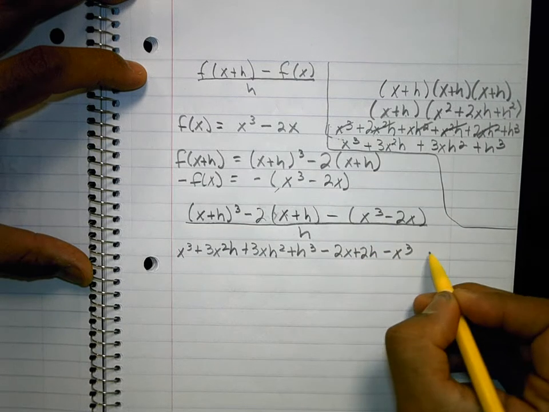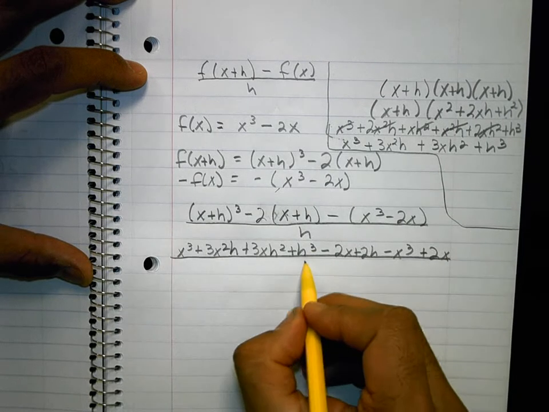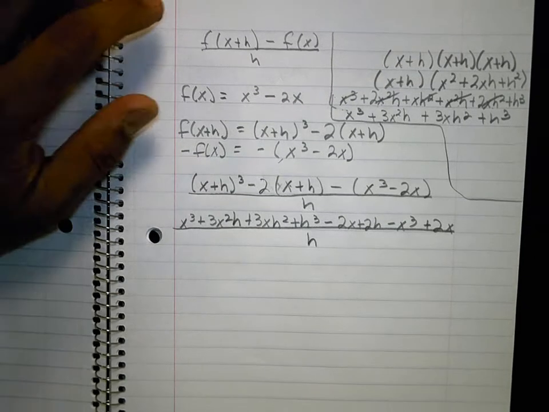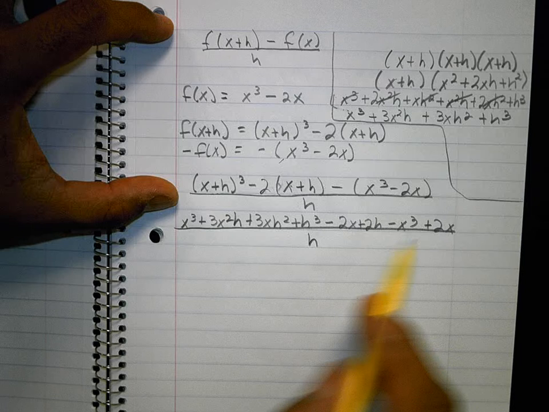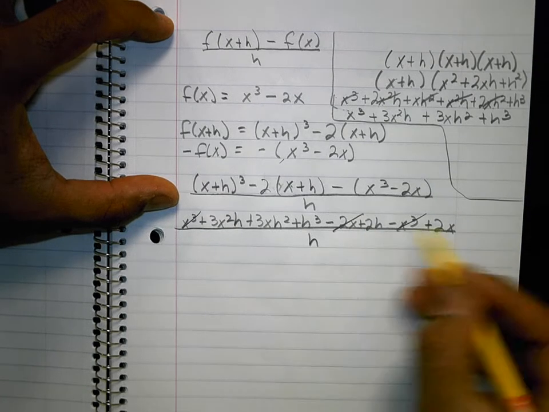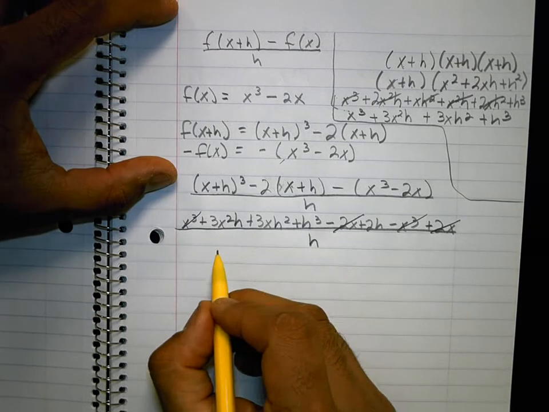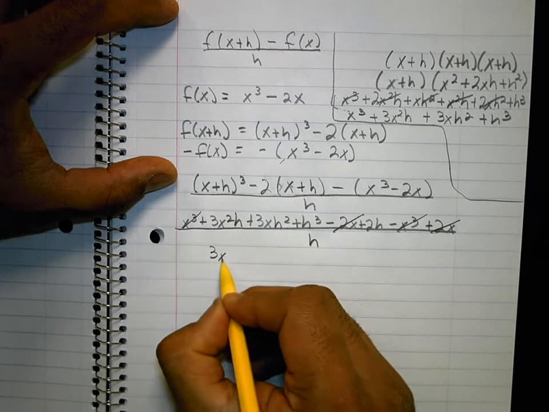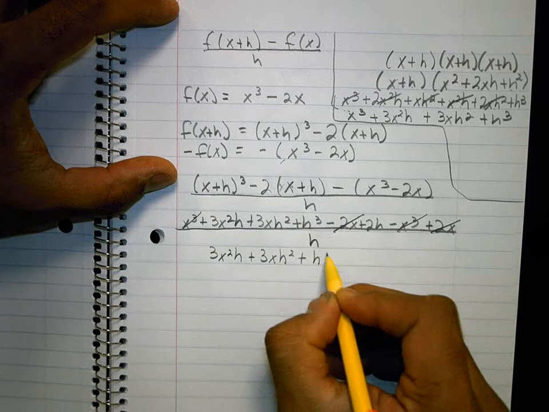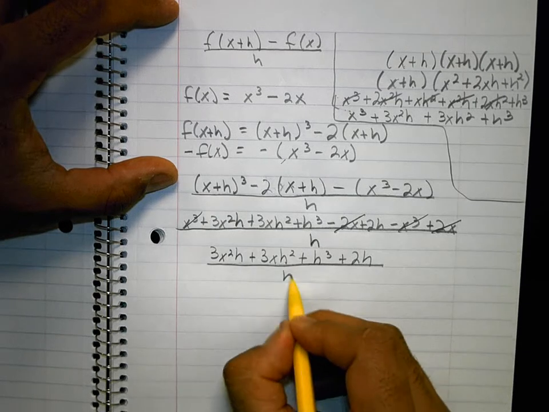Distribute that negative. Okay. Then see if anything combines as a like term. So 3x squared, 3x squared. Those add up to 0. Negative 2x and a positive 2x add up to 0. Okay. So then I'm left with 3x squared h plus 3x h squared plus h to the third plus a 2h. Okay, all over h.